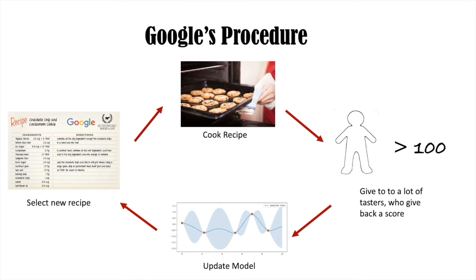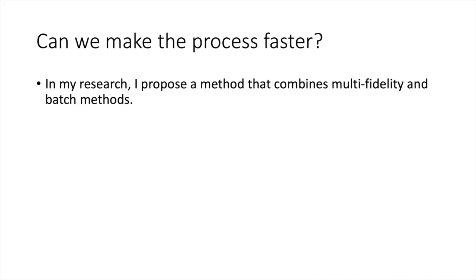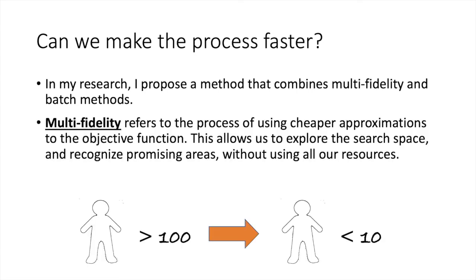But an important question then pops up. Can we make this process faster? In my research, I propose a method which combines multi-fidelity and batch methods. Multi-fidelity refers to the process of using cheap approximations to the objective function. This allows us to explore the search space and recognize promising areas without using all our resources. So, for example, instead of giving the cookie to all 100 tasters, we could use a small subsample and give it to 10 randomly selected tasters.